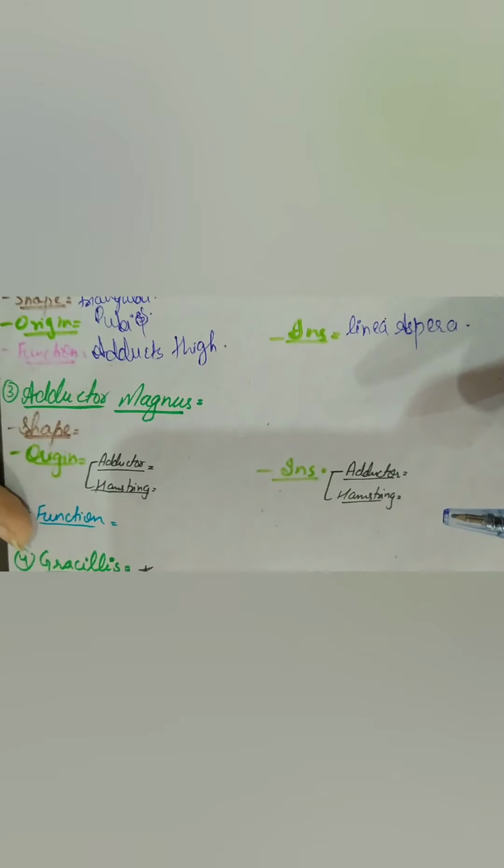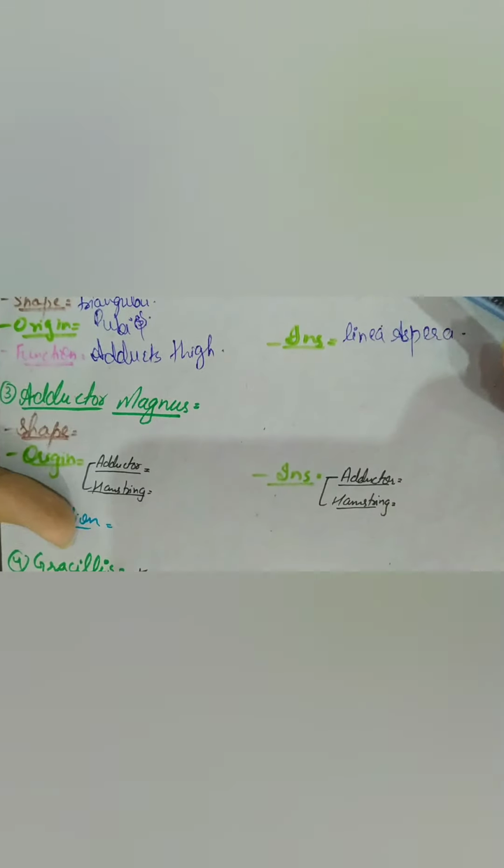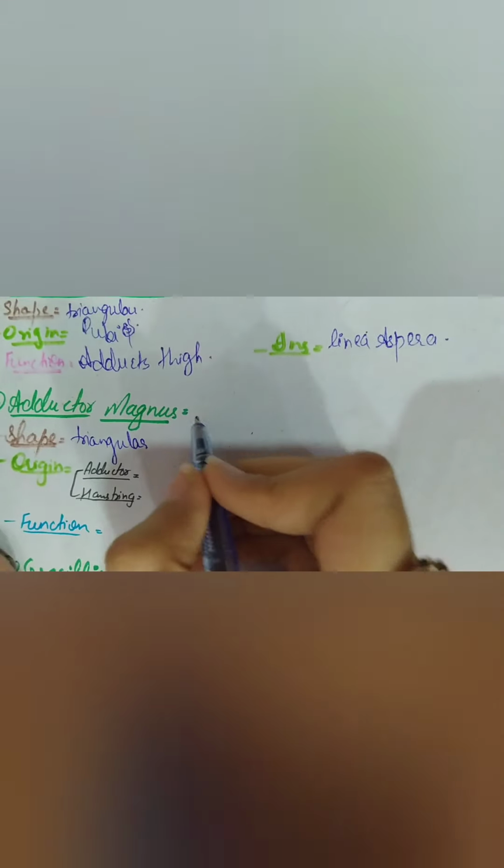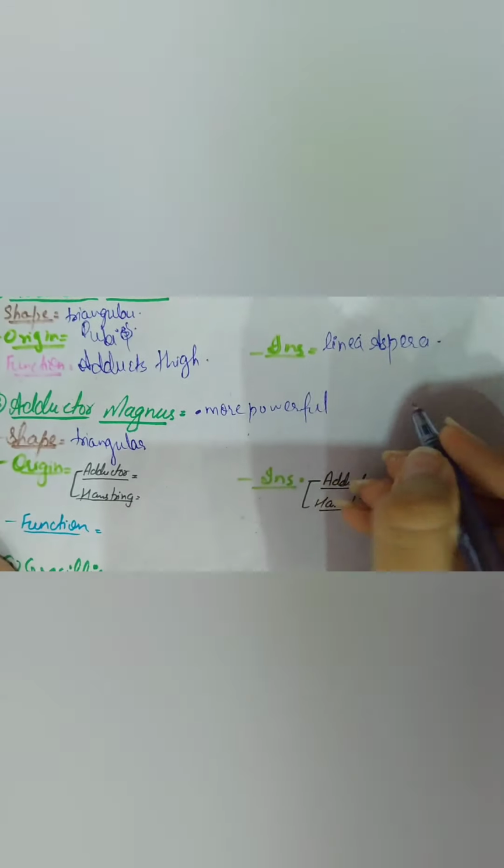So the next muscle is adductor magnus. It is posterior to the adductor longus and brevis, and it is more developed than the adductor longus and brevis, in the sense that it is a hybrid or composite muscle. It means that it has two different nerve supplies from two different nerves. It is also triangular in shape, and it is more powerful than the adductor longus and brevis. So more powerful, and it is a composite or hybrid muscle.